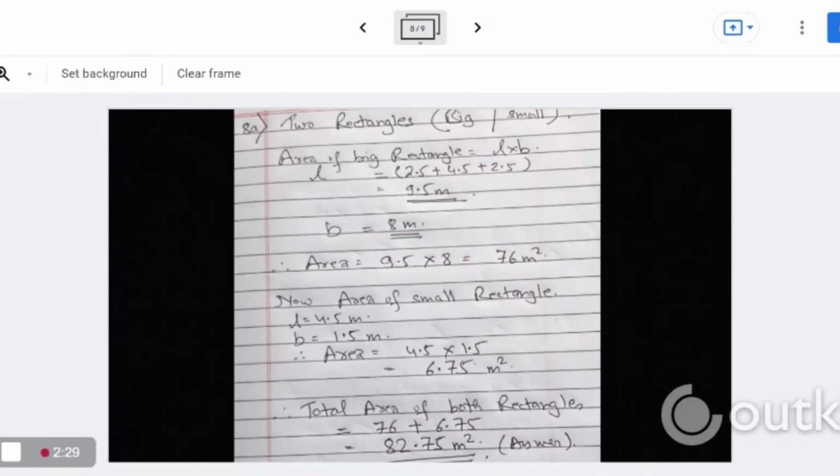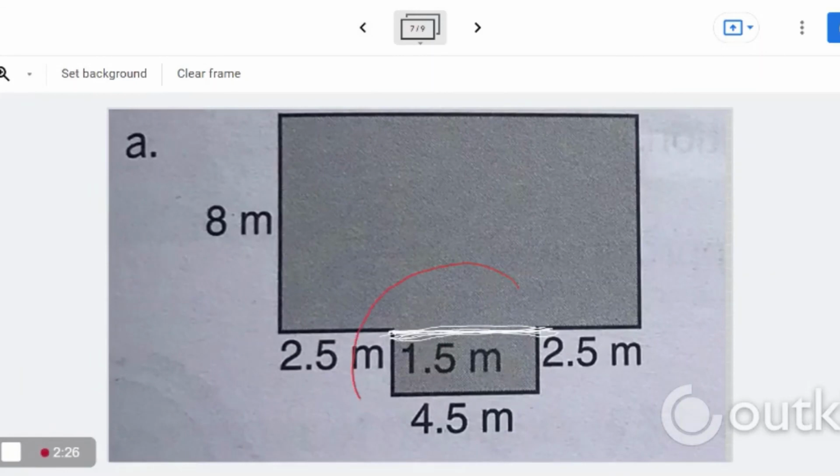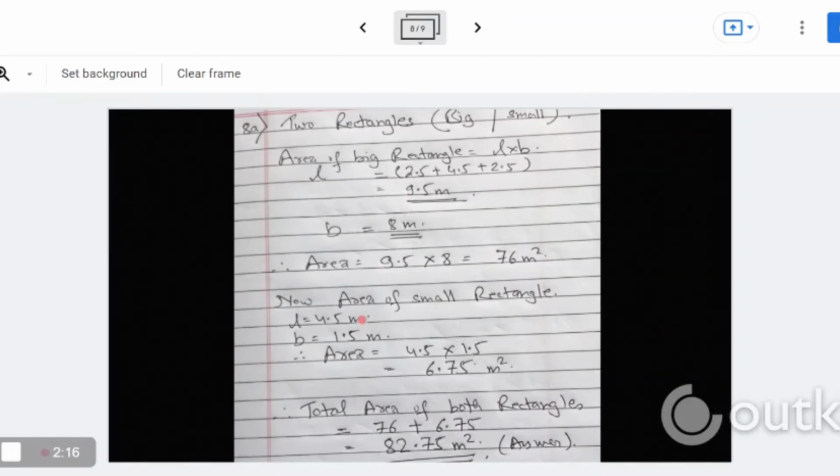Similarly, now again I take the smaller one. Now focus only on this particular portion, this small rectangle. The small rectangle's length is given as 4.5 and breadth is 1.5. So the area is length into breadth, 4.5 into 1.5, that is 6.75.